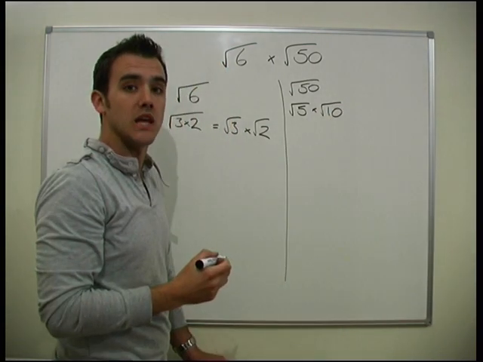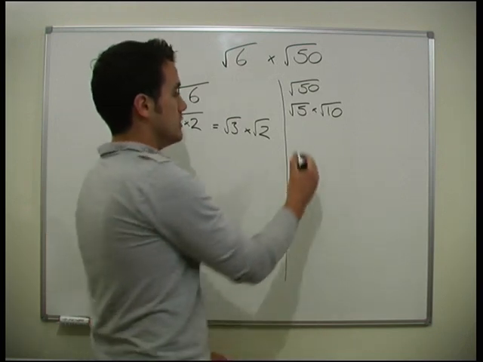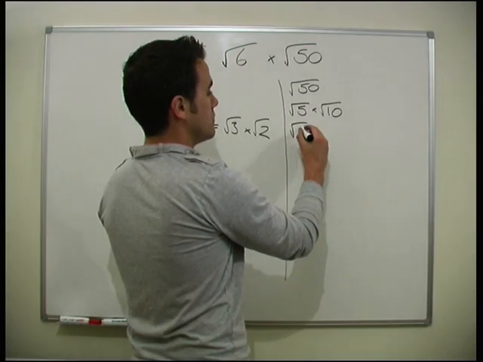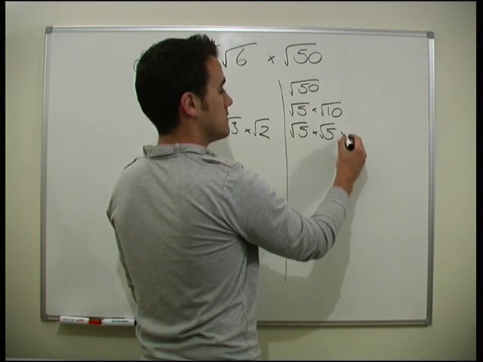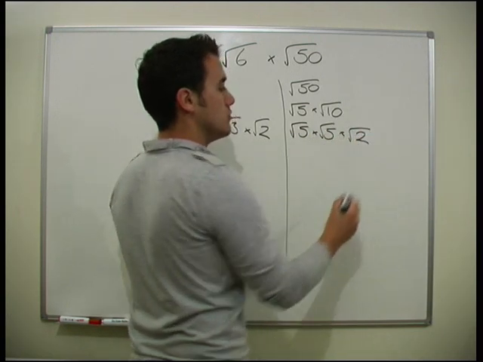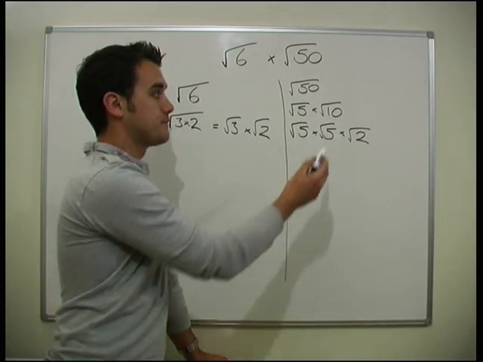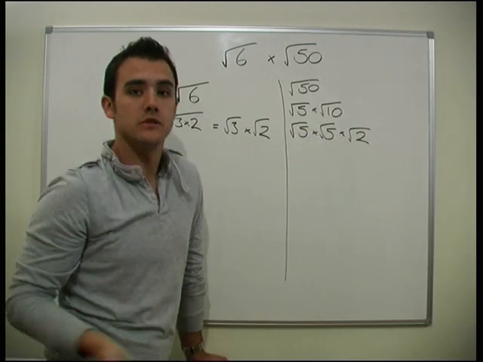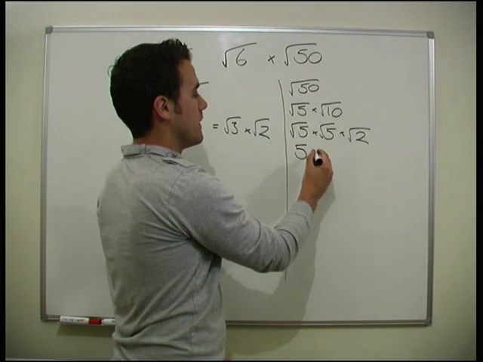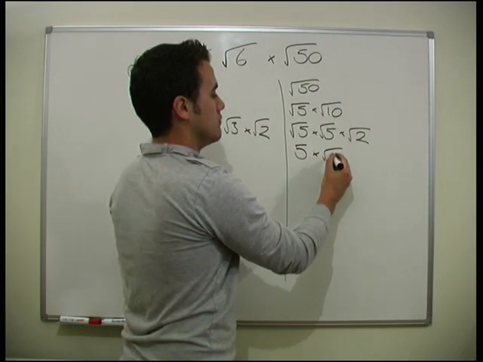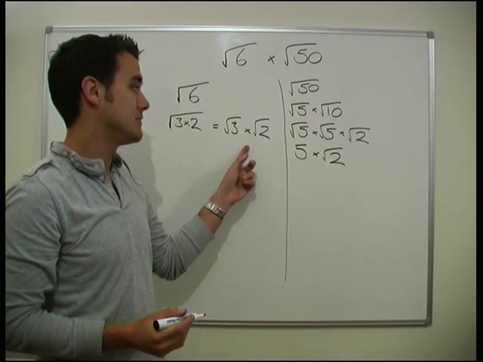What two numbers times together to make 10? 5 and 2. So we can say that actually equals root 5 times root 5 times root 2. Okay. What's root 5 times root 5? It's 5. So we actually get that. This actually equals 5 times by root 2. Okay, so we've got that as simple as we can, got that as simple as we can.